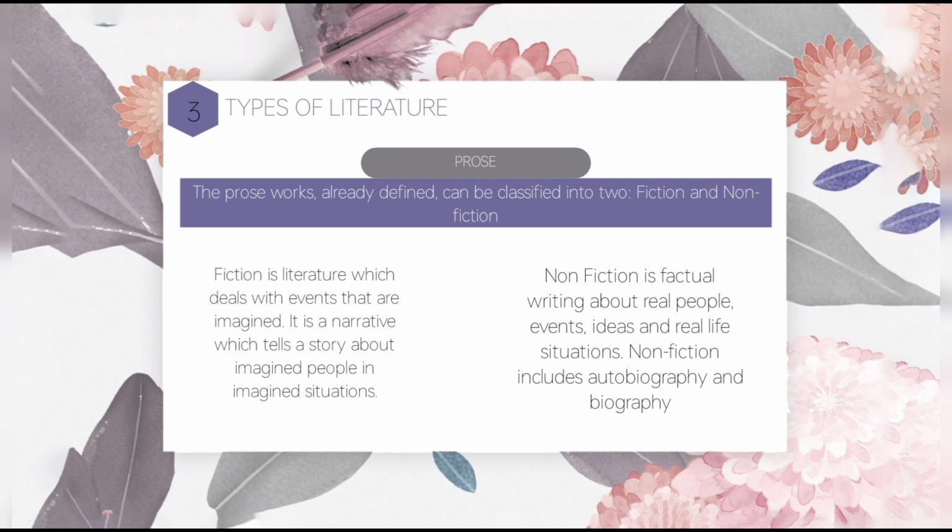Prose works can be classified into fiction and non-fiction. Fiction is literature which deals with events that are imagined. It is narrative which tells us about imagined people in imagined situations, such as fable and myth. Non-fiction is factual writing about real people, events, ideas, and real-life situations. Non-fiction includes autobiography and biography.